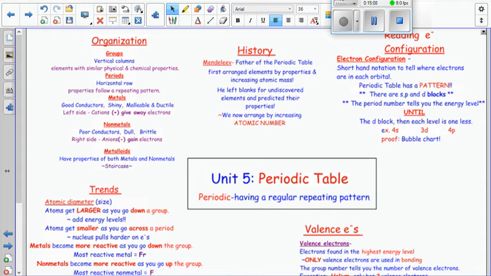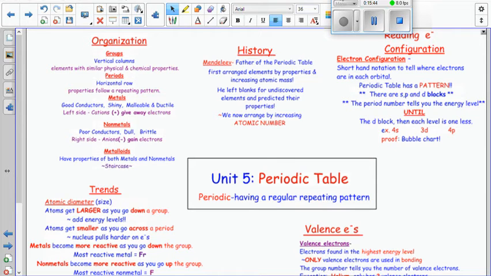Colin, how did he arrange the periodic table? How did Mendeleev arrange it? With the atomic number. Close. That's how we arrange it today. Do you remember how he arranged it? Somebody help him out. Who knows how he arranged it? Barrett? Yeah, atomic mass. Mendeleev organized the periodic table by atomic mass. Today we arrange it by atomic number.